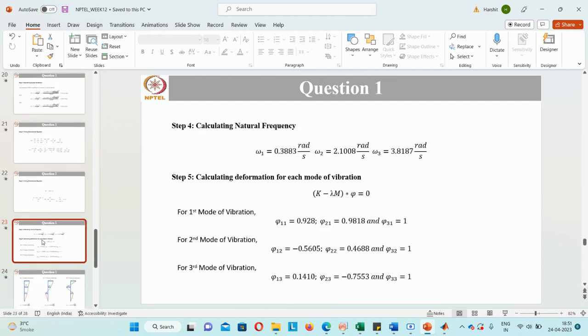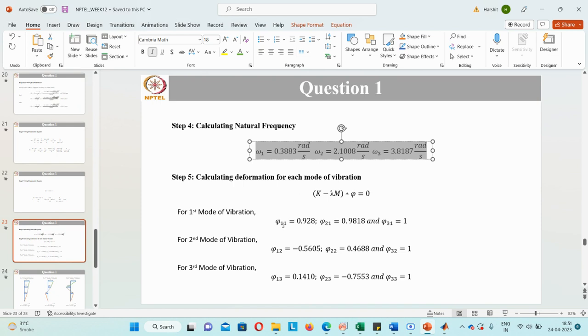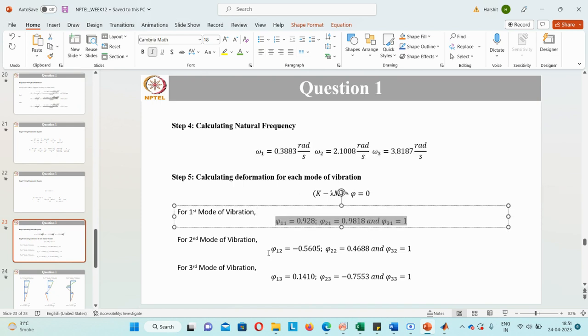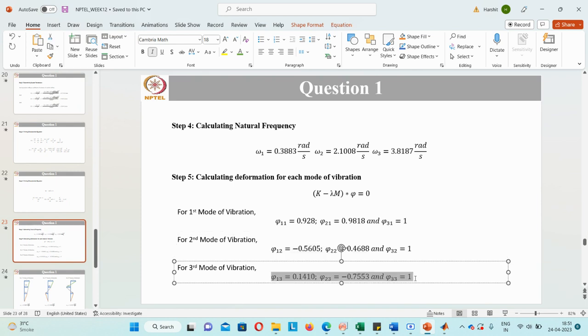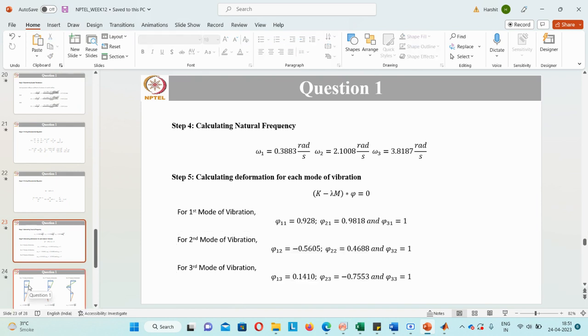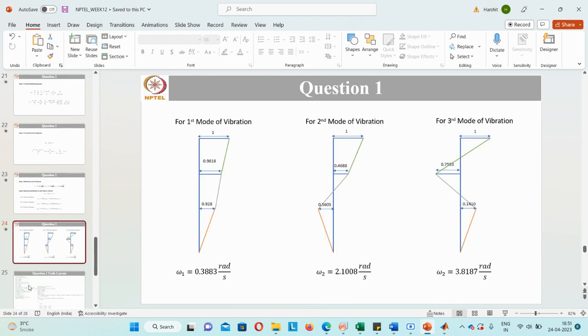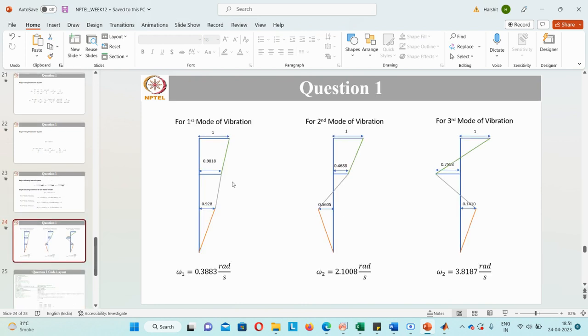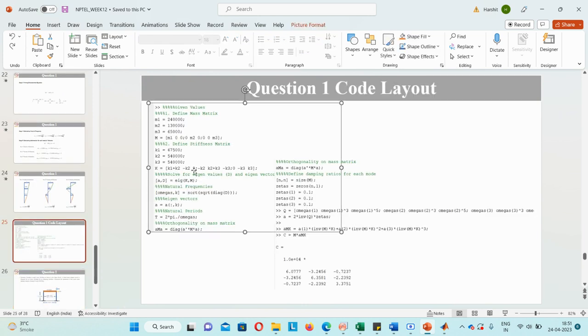So this was the omega value that we obtained, and this is how you normalize. When you normalize, you will get these deformation values. If you multiply by this normalized matrix, you will get the normalized damping coefficient also. You can do that on your own. And this was the frequency for the first mode of vibration, second mode and third mode, and how the modal shapes are looking. This is what we discussed also. And this is the code layout for the question. If the code was not visible clearly, you can see the code here also later on.